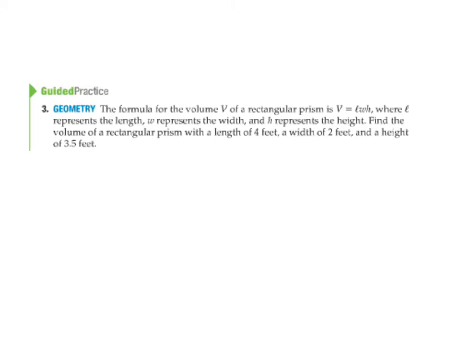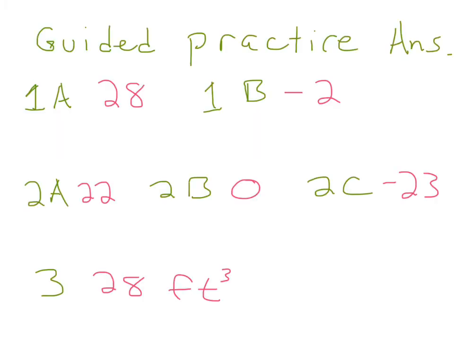Alright, now that you've taken the time to try that example of using a formula, we can move on and take a look at the guided practice answers. So guided practice answers, 1A you should have gotten 28, and 1B you should have gotten -2. 2A, the answer should have been 22, 2B should have been 0, 2C should have been -23, and the one you just worked on with the formula should have been 28 cubic feet, 28 cubic feet as the volume of that rectangular prism. Feel free to pause the video now to go back and check your answers or fix any mistakes that you may have made.